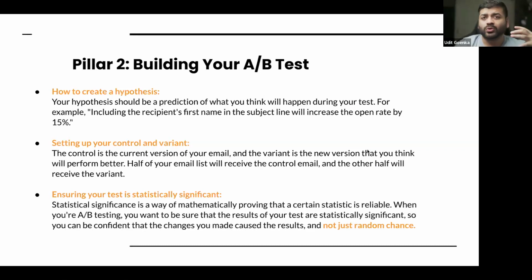So how do you get started with A/B testing? How do you build your first thesis? The first thing that you have to do is create your hypothesis. Your hypothesis should be a prediction of what you think will happen for the test. For example, including your recipient's name in the subject line will increase your open rate by roughly 15% to 18%, which is what I mentioned just now.